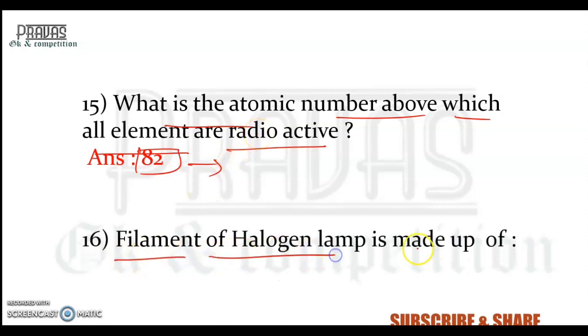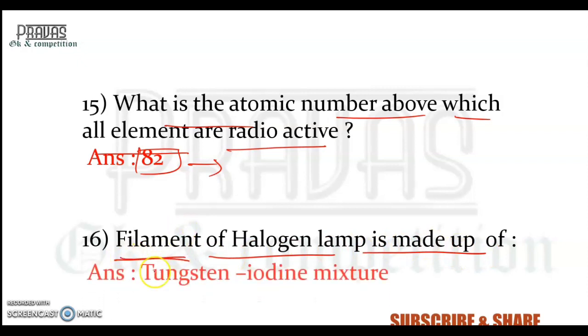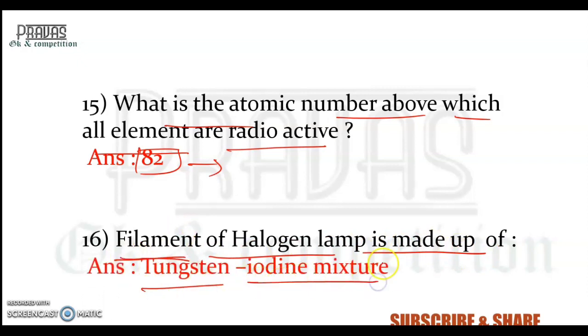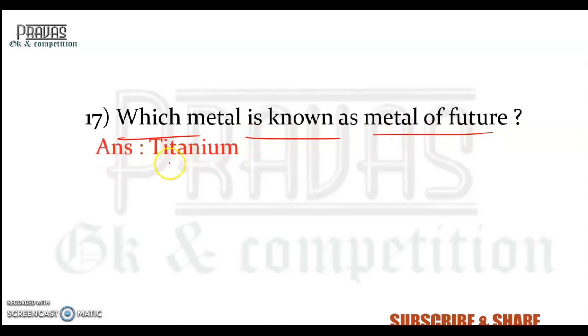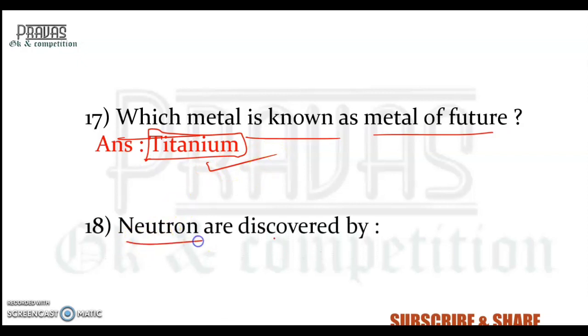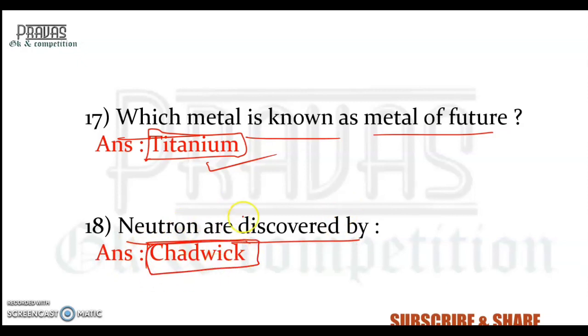The filament of a halogen lamp is made up of. The filament of a halogen lamp is made up of tungsten and iodine mixture. Which metal is known as the metal of future? And the answer is titanium. Titanium is called the metal of future. Neutrons were discovered by Chadwick. Remember, neutrons were discovered by Chadwick.